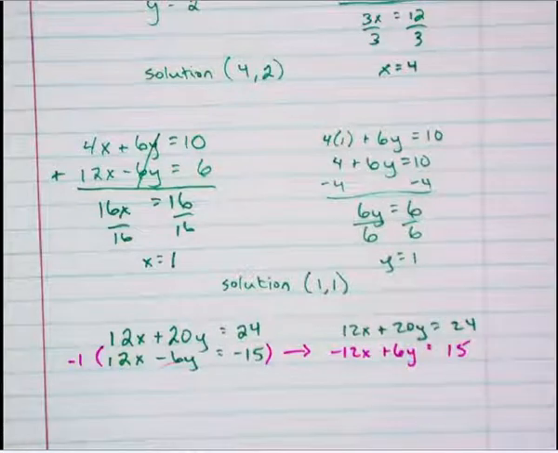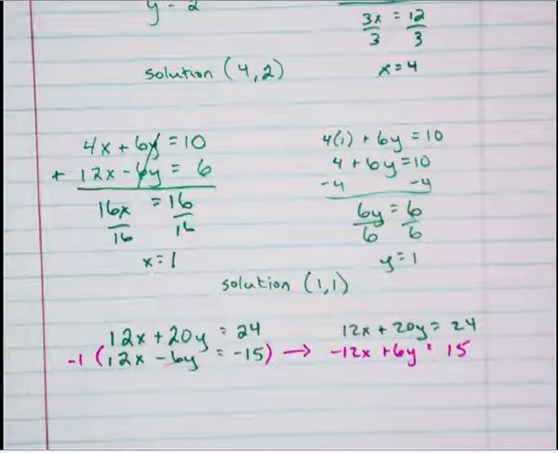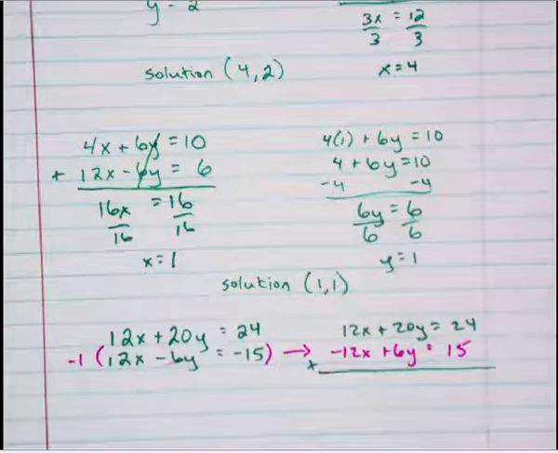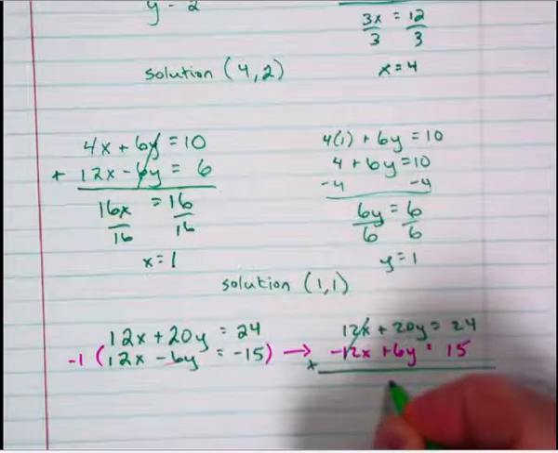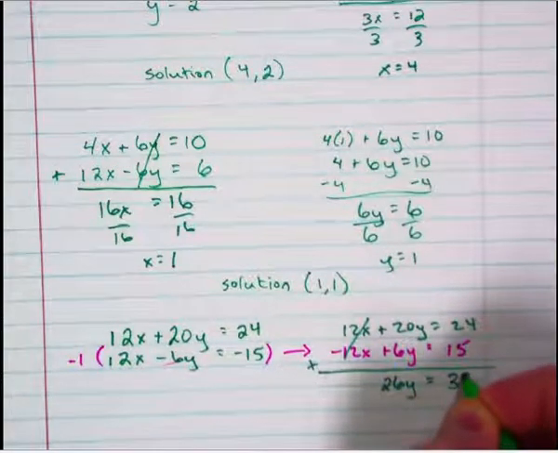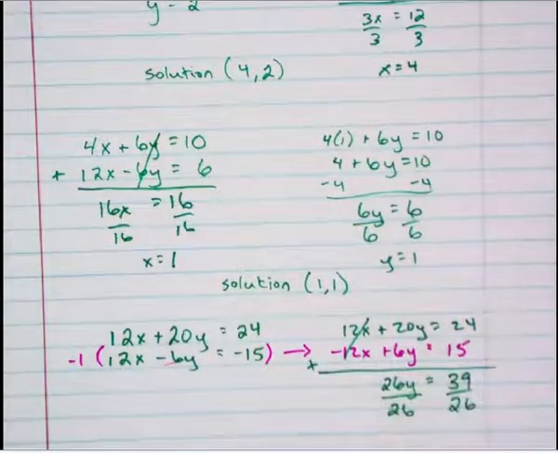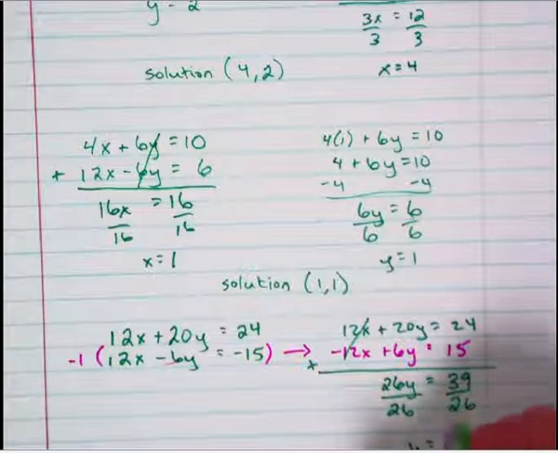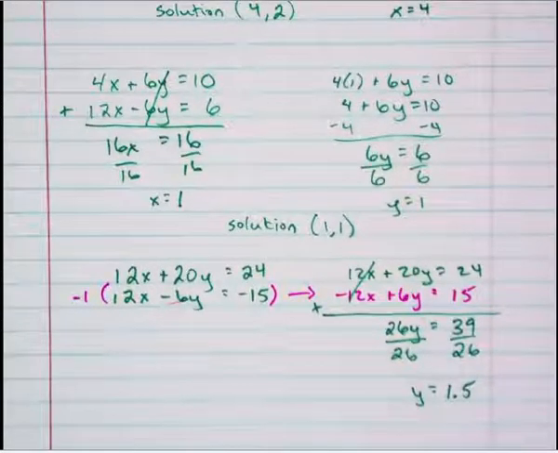And notice what I see now. Now I have a pair of exact opposites, positive 12 and negative 12. So now I am actually going to show that I'm adding these together. The 12x's go to 0. 20y and 6y gives me 26y. 24 and 15 is 39. Next I divide by 26. 39 doesn't divide nicely by 26, but I can use my calculator and I'll get that it's 1.5. Or you could even leave it as a fraction, which would be 3 over 2.